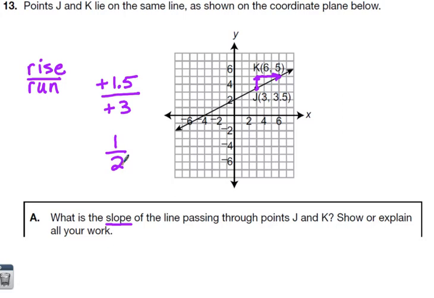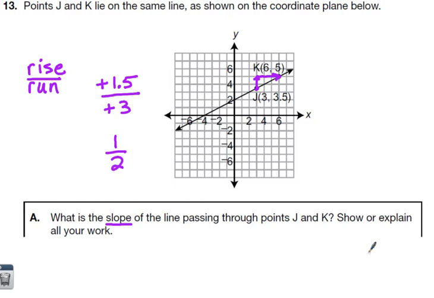All right? Now, just an FYI, if you were to start counting at this point and finish at that point, that's okay. It doesn't matter. It's just that you'd be going down and then left. You'd be going down, which is a negative direction, 1.5, and then going left, which is another negative direction, negative 3. So it'd be negative 1.5 over negative 3, but that is also positive 1/2. A negative divided by a negative is positive, okay?